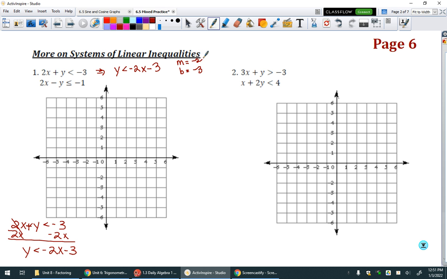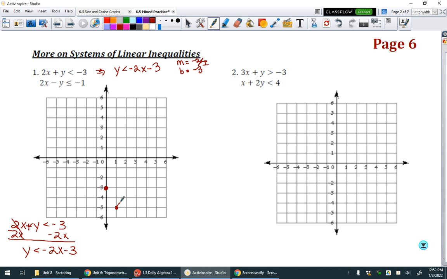-2 over 1. Okay, -2 over 1. So we're going to graph it just like that. Now, if you were absent for this whole unit, you still know how to graph this. We're starting at -3. Our slope is -2 to the right 1. Okay, and you are going to need a ruler because you're going to go off the page here.